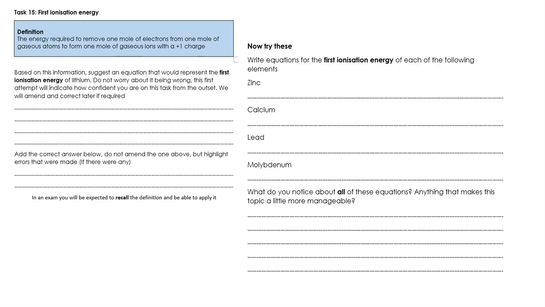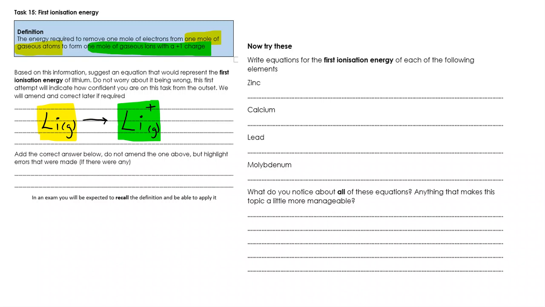Okay, so you're asked for the first ionization energy of lithium. You'll notice that I've got the lithium here, and there's 1 mole of it, so I don't put a number in front, but you'll also notice it's gaseous. We don't generally think of metals being gaseous, but that's what the definition tells us. The definition also tells us that we're going to make 1 mole of gaseous ions with a +1 charge, and that's what we've got there.